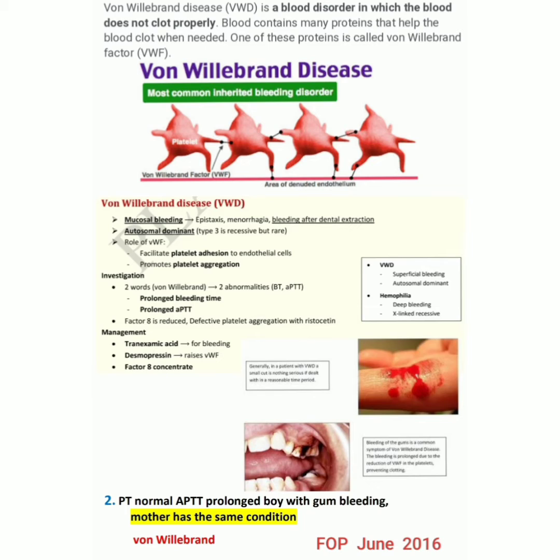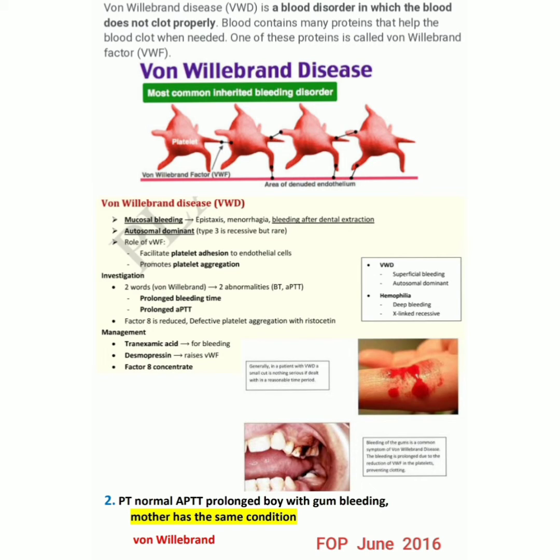Von Willebrand disease is a blood disorder in which the blood does not clot properly. Blood contains many proteins that help the blood clot when needed. One of these proteins is called von Willebrand factor, VWF. Von Willebrand disease is the most common inherited bleeding disorder, due to deficiency of von Willebrand factor.